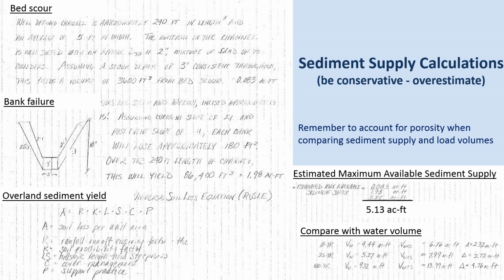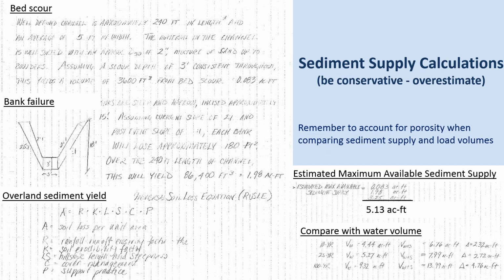Anyway, down in the lower right-hand corner, we're comparing this with the water volume. And then if you add the sediment volume and the water volume together, you have the total volume, and you can estimate an average sediment concentration from the supply if you wanted to.